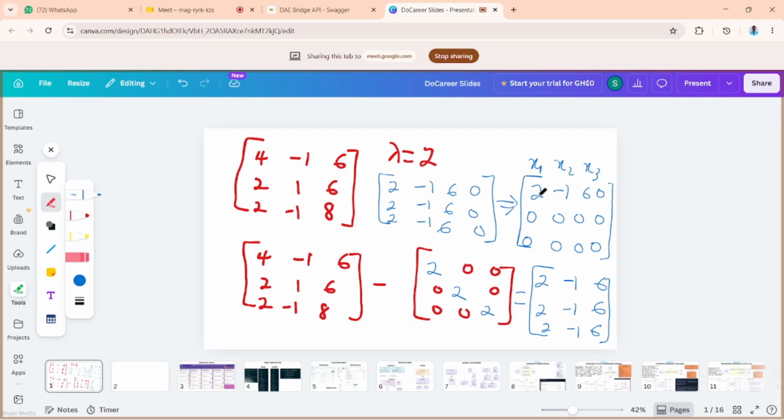So x2 and x3 are free variables. The thing is that you look for the variable that has a pivot. Only x1 has a pivot, which is 2. The rest don't have. So x2 and x3 are free variables. That means that 2 is actually an eigenvalue. That is a valid point.